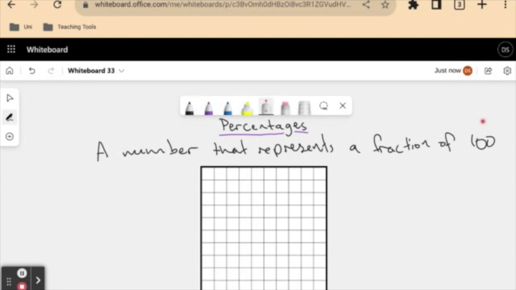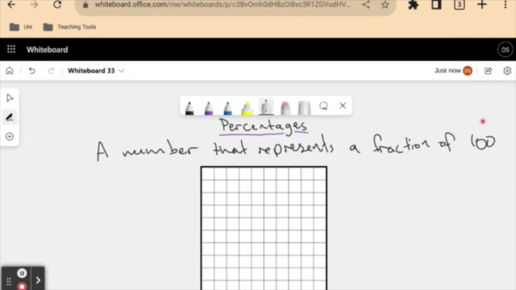Now, the reason I guess percentages came about, as well as fractions and decimals, is it's just a different way to visualize this idea of a portion of a whole. And the reason percentages can be a bit easier is because they're written a lot nicer.